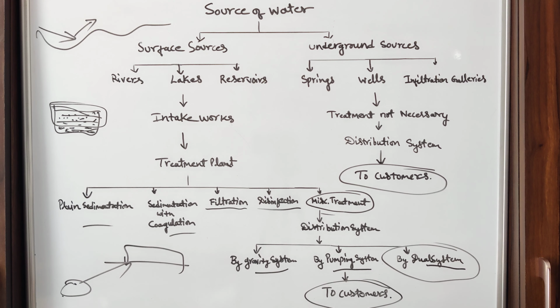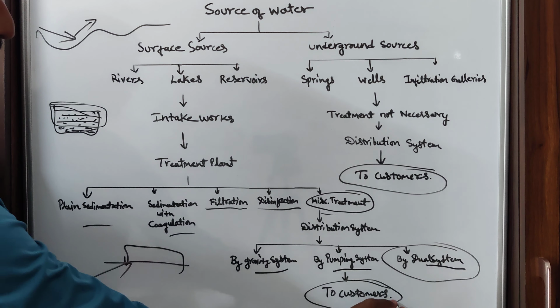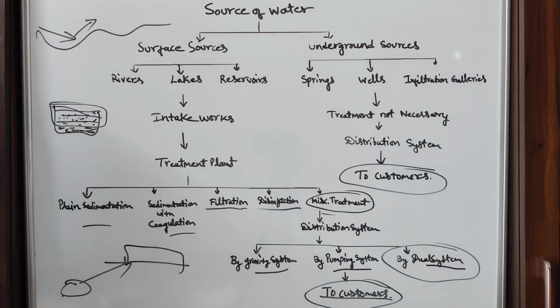So at the end, our main motto or goal is to provide wholesome water to the customers. If they ask for a flow chart of a water supply scheme, you need to write this and explain it briefly.